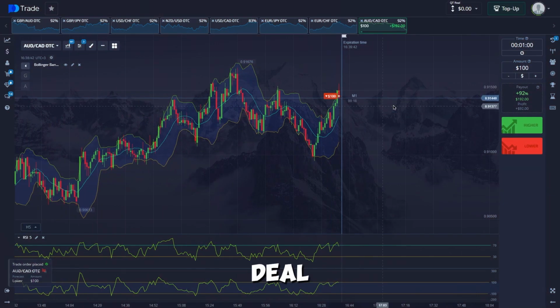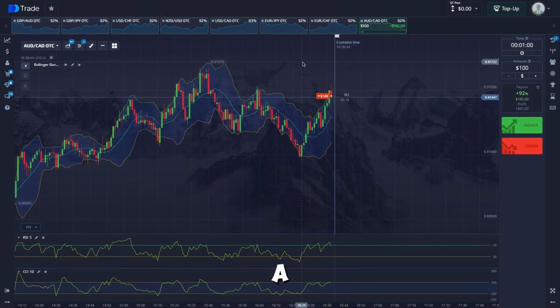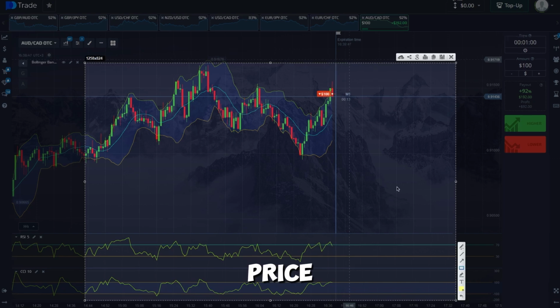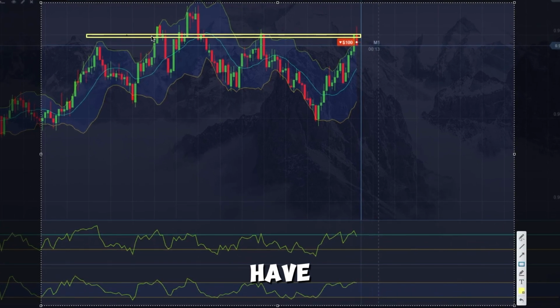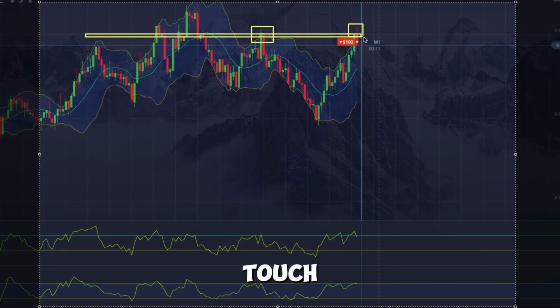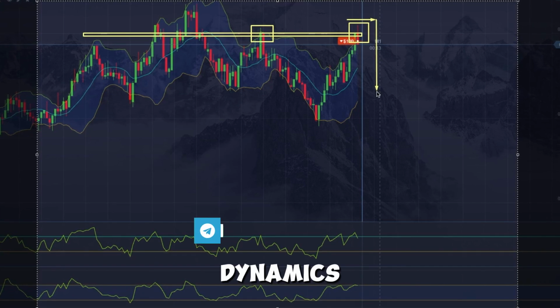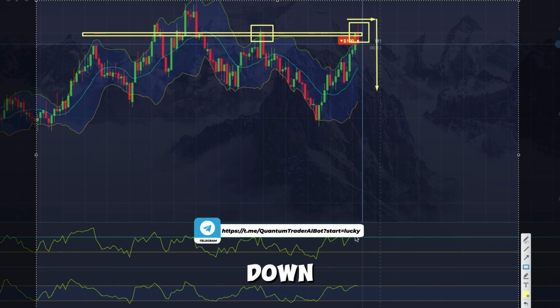Let's open a deal down here. We immediately found a good entry point. We have a touch of the resistance area here, as well as the formation of a new price maximum. Here we have the first, second touch of the upper band of our channel indicator. Then, the dynamics of the movement should go down.